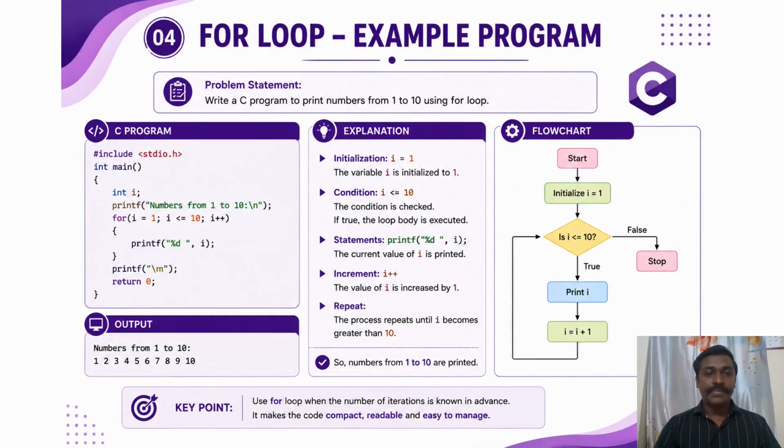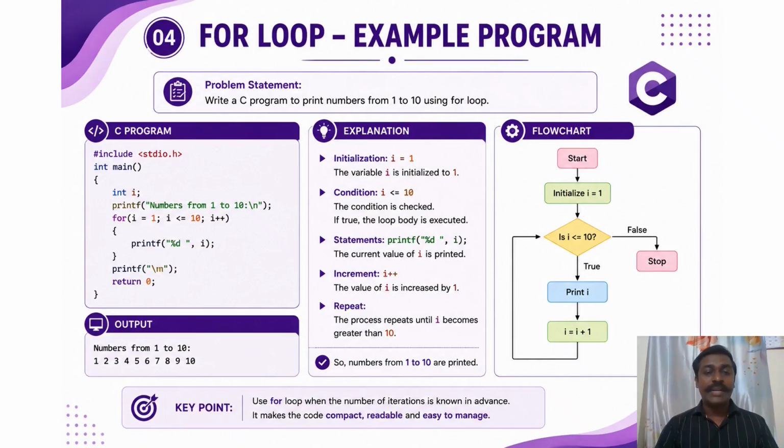For example, if you want to print numbers from 1 to 10, then for i equals 1, i less than or equal to 10, i plus plus. Inside the block we write printf %d comma i. So what will happen here? First we initialize i to 1, and then we check whether i is less than or equal to 10. Yes, it is true. Then it will print the value of i, that is 1.